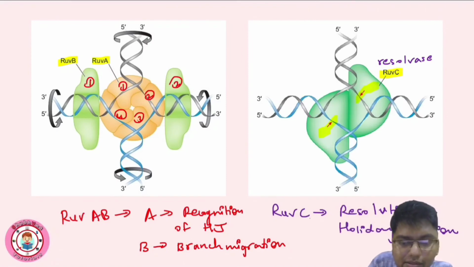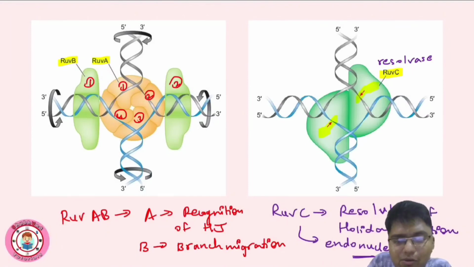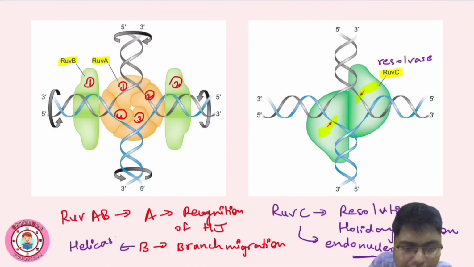Got it? This is having an endonuclease activity. Endonuclease activity. Cutting the DNA, na? Cutting means endonuclease, nuclease activity. Basically, this is an endonuclease. And RuvAB, so this B is a helicase. B is a helicase. Helicase uses ATP. Right? So this is about prokaryotic homologous recombination.